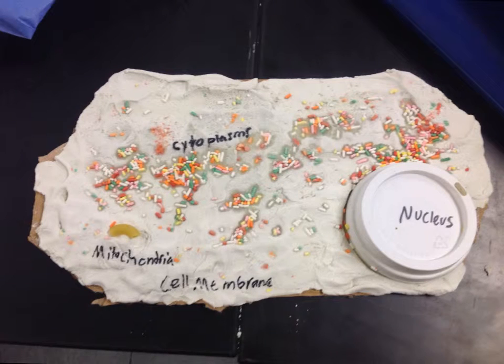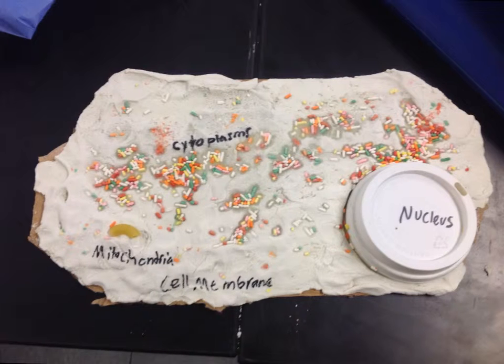Now this is the animal cell, and these are the main parts of the animal cell. There is the cytoplasm, the mitochondria, the cell membrane, and the nucleus. And now we're going to start with the cell membrane.